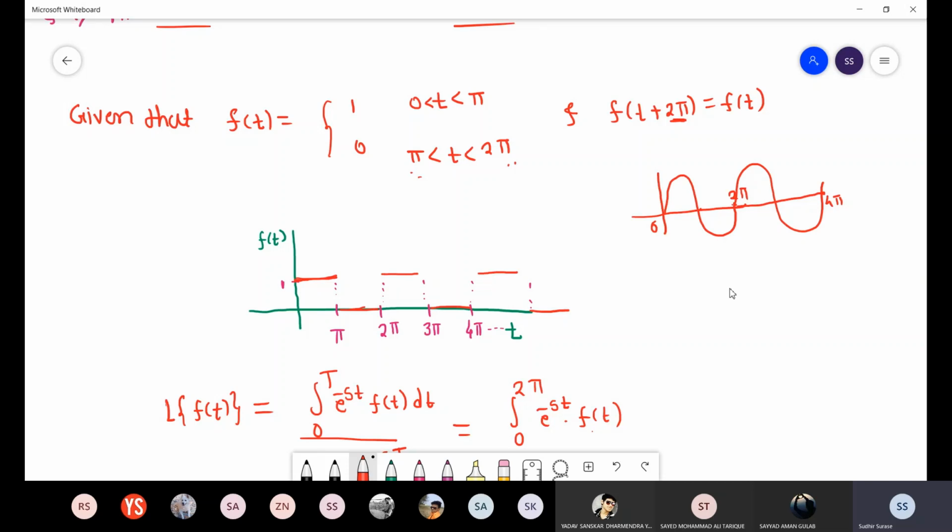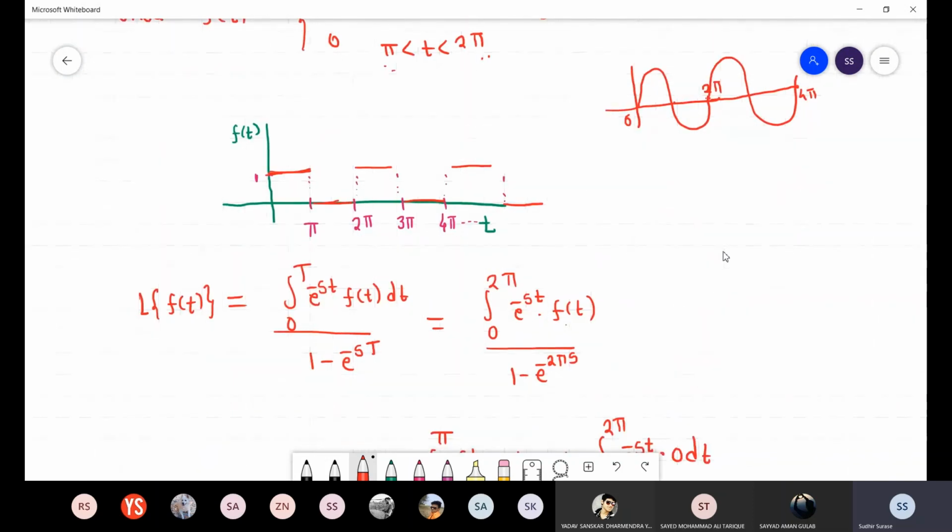And after that, if you identify this as a periodic function, the formula for the Laplace transform of a periodic function is: Laplace of f of t equals the integration 0 to T of e to the power minus st f of t dt, divided by 1 minus e to the power minus sT. This is the formula. Capital T is the period, and the period here is 2 pi. Here we can see that f of t plus 2 pi equals f of t, that means it is a 2 pi periodic function. That 2 pi we have to take into consideration while evaluating the integral.